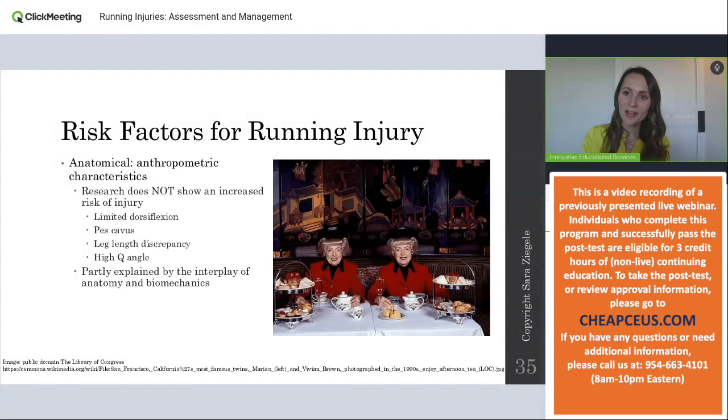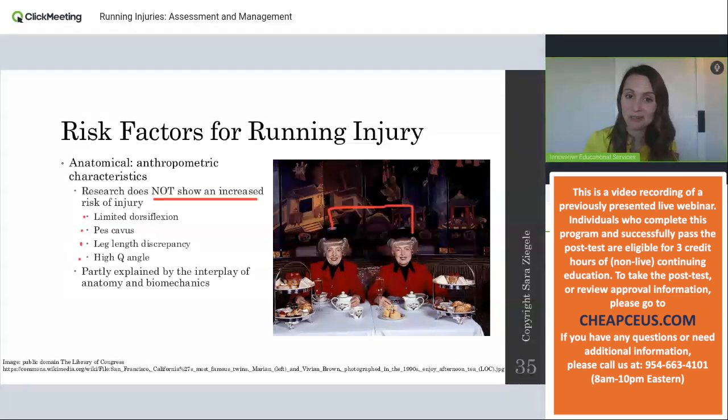Interestingly enough, other research has found that there are some characteristics that have been shown to definitively not increase your risk of injury. And if you look at this list, it's limited dorsiflexion, pes cavus, leg length discrepancy, and high Q angle. That list and the list on the last page have as much in common as the two women sitting at this table. They're essentially identical, right? So how can that possibly be?